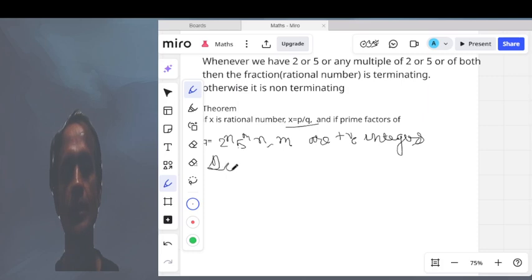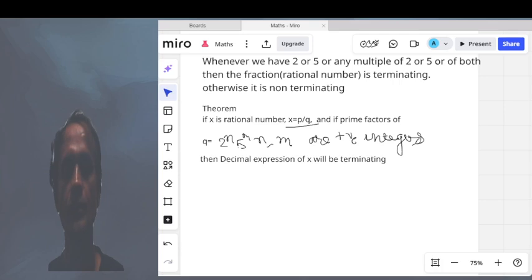So you can say that the decimal expansion of x, that is p by q, will be terminating. In simple words, whenever the denominator contains a multiple of 2 or multiple of 5 or multiple of both, then the decimal expression of that rational number will be terminating. In other words, if it is not a multiple of 2 or 5 or both, then the decimal expression will be non-terminating.